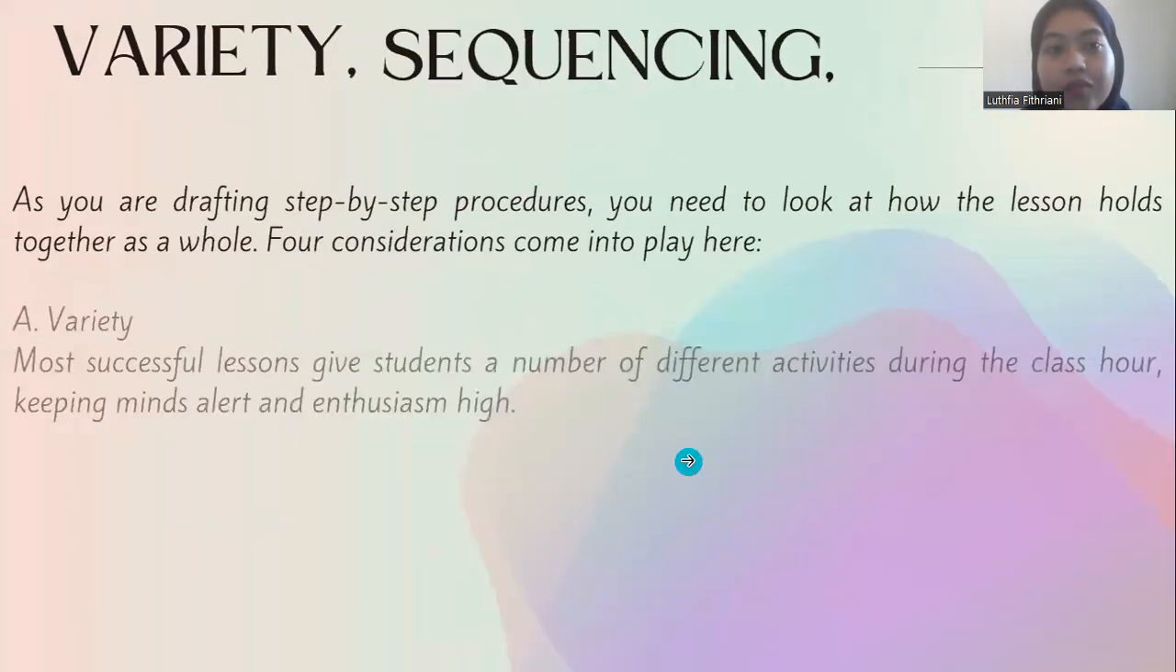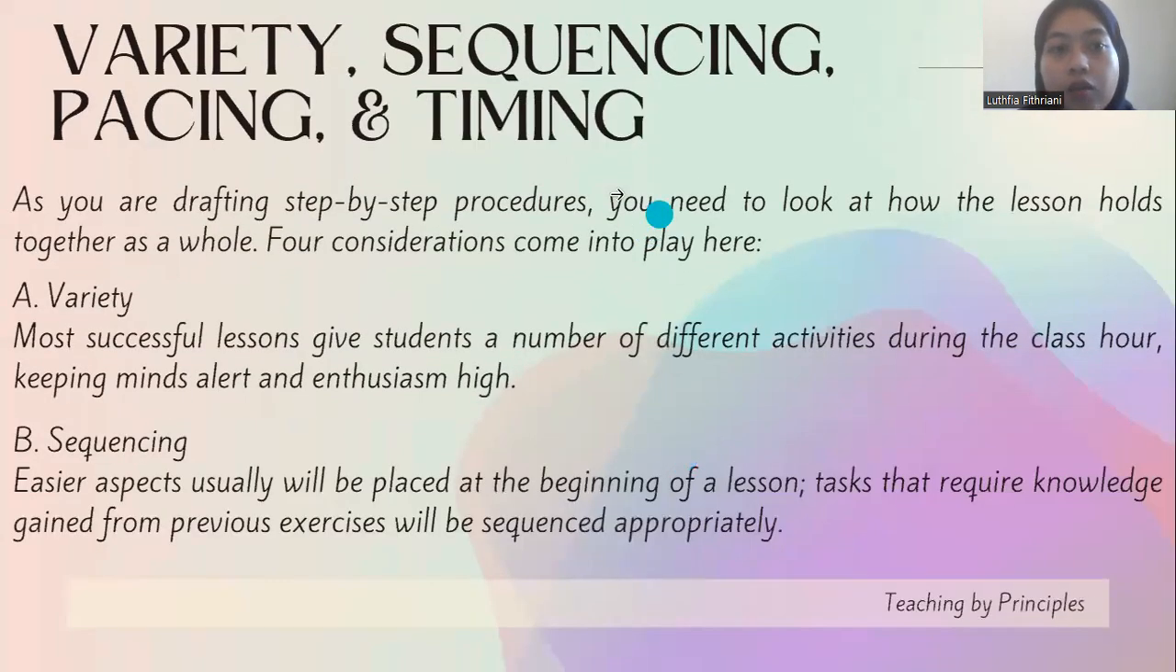Variety, sequencing, pacing, and timing. As you are drafting step-by-step procedures, you need to look at how the lesson holds together as a whole. Four considerations come into play here. First, variety. A successful lesson gives the students a number of different activities during the class hour, keeping minds alert and enthusiasm high. Second, sequencing.